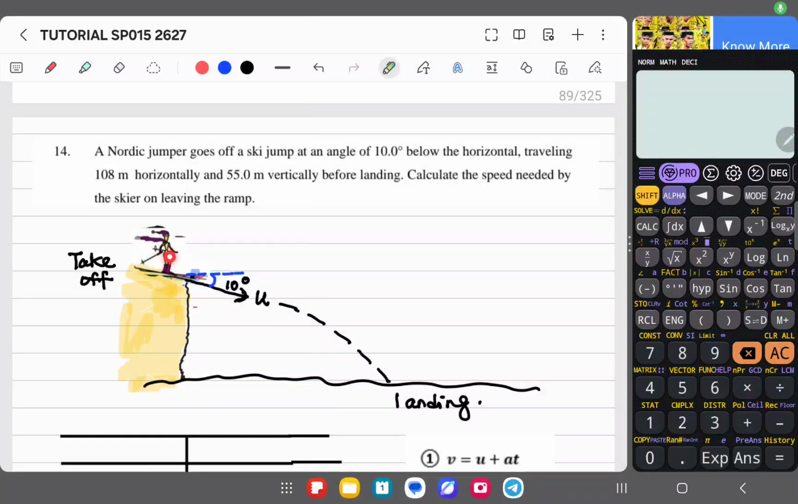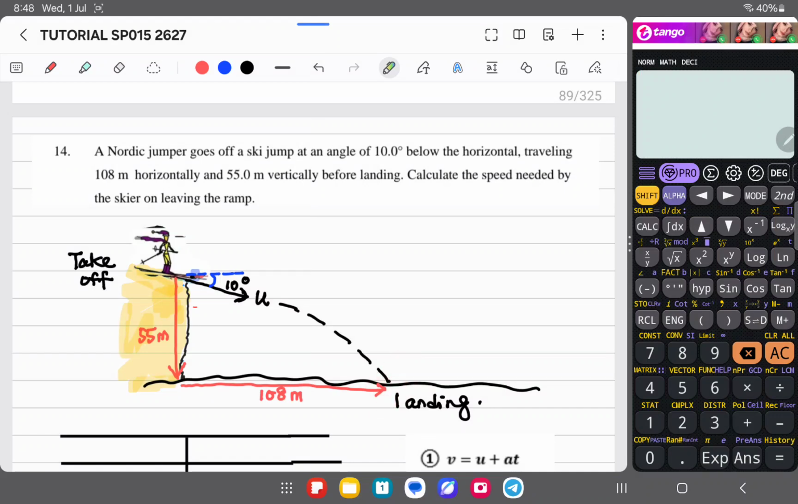We have a Nordic jumper who goes off a ski jump at an angle 10 degrees below the horizontal. It will travel 108 meters horizontally and 55 meters vertically before landing. So the skier is going to move downward 55 meters and forward 108 meters before landing.